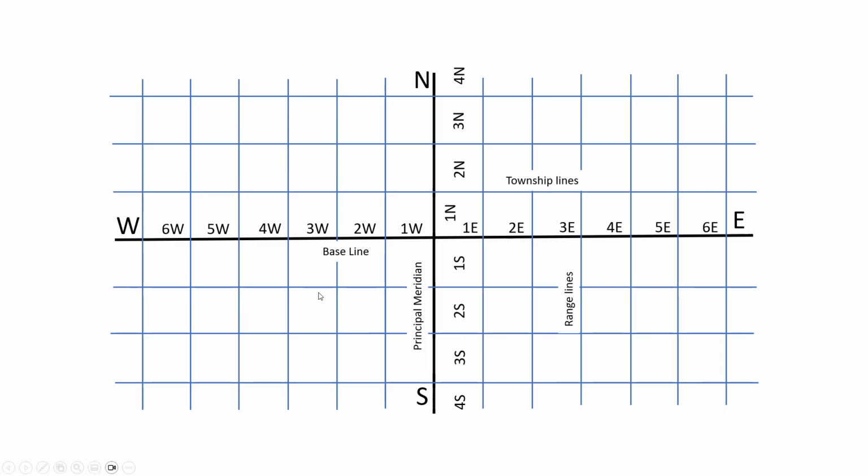Okay, so now that's the east and west. So if you look at the baseline where we're at, or the principal meridian where we're at, you go east, you go west, you'll count 1, 2, 3, 4, 5, 6 west, or 1, 2, 3, 4, 5, 6 east. So that's how we come up with these numbers. Okay, and this was all created back in the 1800s, and it hasn't changed.